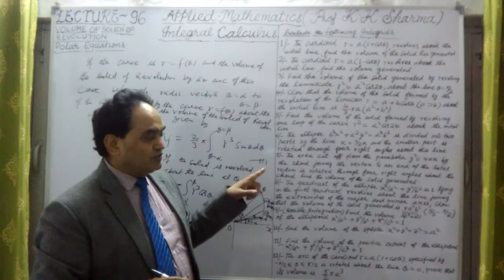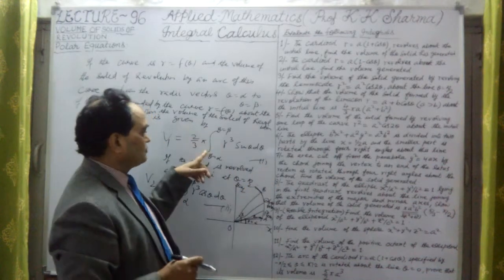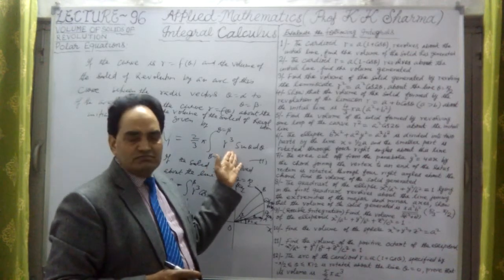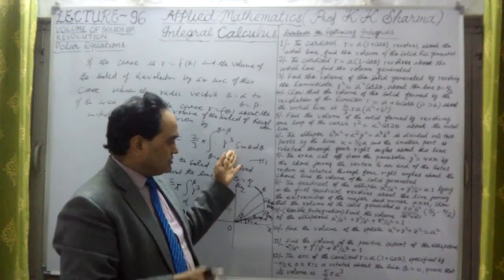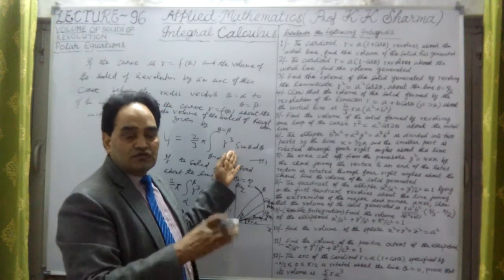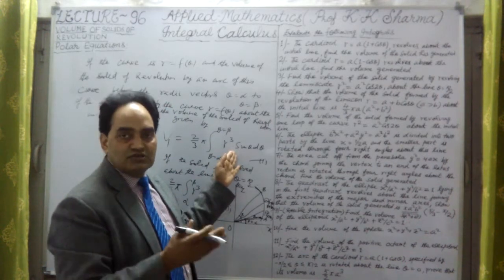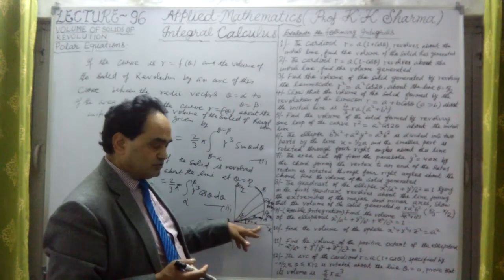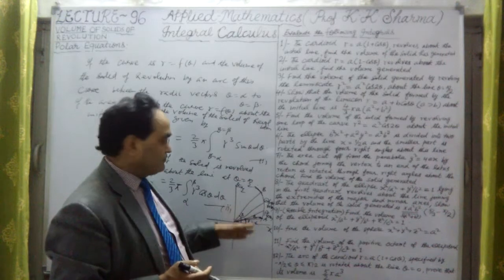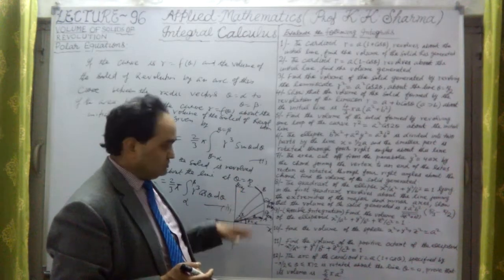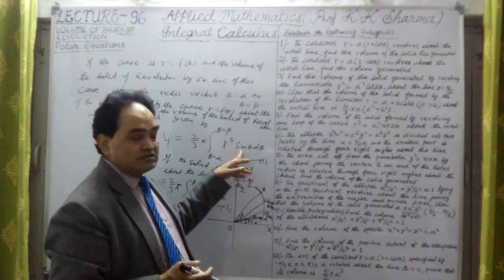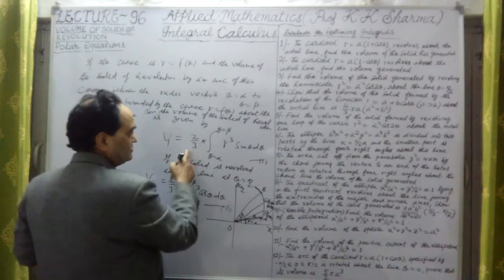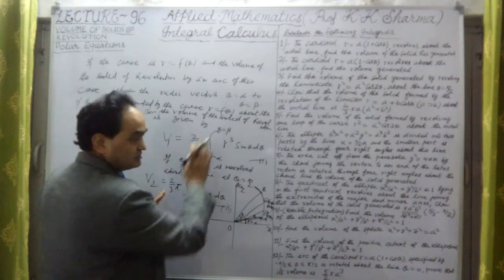Then the volume of solids of revolution is to be calculated with the help of these two formulae, either this or this. If it is about the initial line, the volume is to be evaluated when the solid is revolved around the initial line. About the initial line, theta equal to 0. At the initial line, theta is 0, and here theta equal to pi by 2. If it is the initial line, then it is r cube sin theta d theta, alpha to beta, multiplied by 2 by 3 pi. This is the first formula.